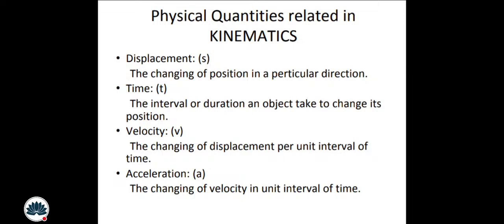What is velocity? The change of displacement per unit interval of time. Velocity is also a vector quantity because it has a magnitude, such as the velocity of a particular person is 2 meter per second. Meter per second is the SI unit of velocity, and what is the direction? North or northeast. What is acceleration? It is also a vector quantity. The change of velocity in unit interval of time.